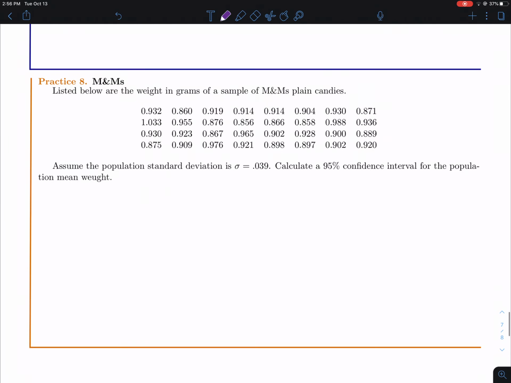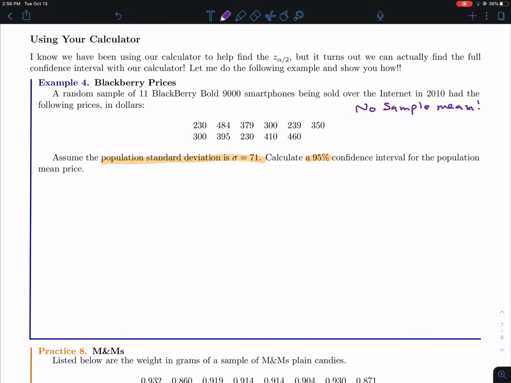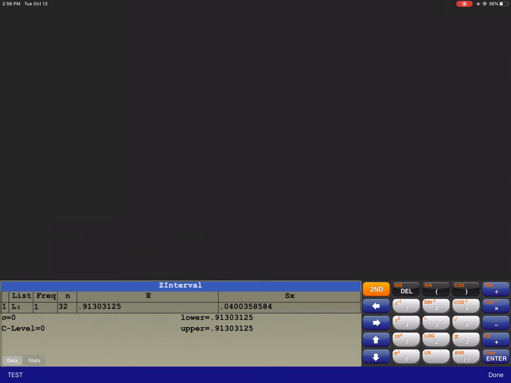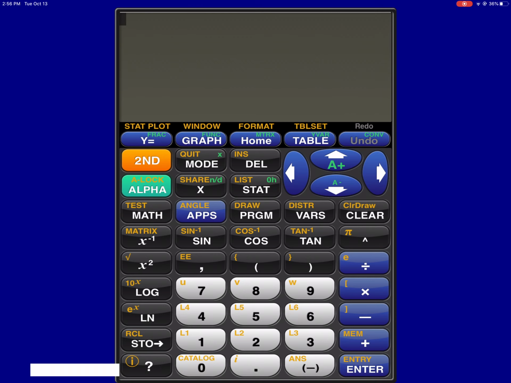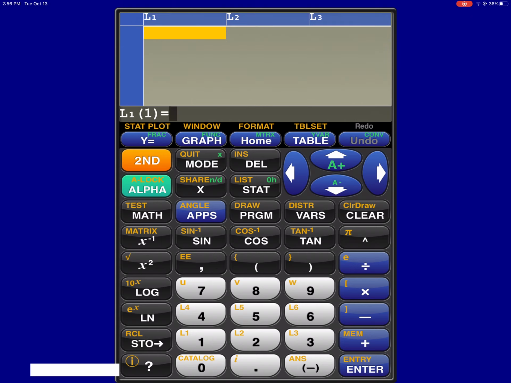The one I want to do is the one where we plug in the actual data values. On mine, I'm going to go to Graph and Calc, and use the data. That way, it's basically going to do the one var stats for me on my list. So first I have to go into Stat and Edit. I'm going to type everything into list 1, since z interval works well with list 1. Now I need to type in all these values.